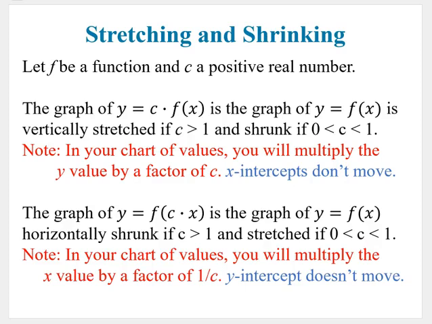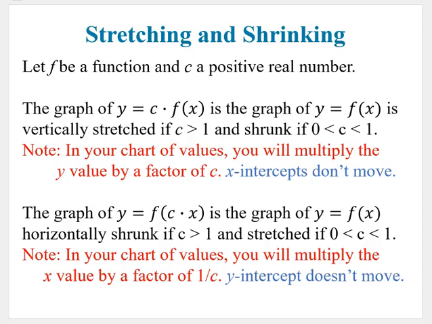So we're going to multiply the x by that c. If c is greater than 1, it is going to be a horizontal shrink. So that's going to pull the graph in towards the y-axis. If that number c that we're multiplying the x by is between 0 and 1, some kind of fraction that's smaller than 1, then you are going to stretch it horizontally. So you're going to pull it farther away from the y-axis.